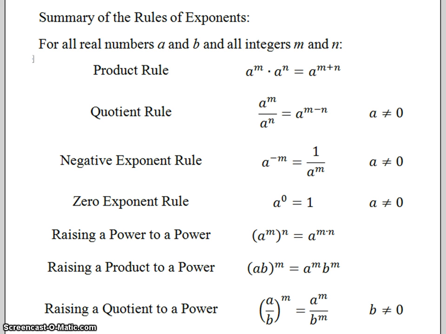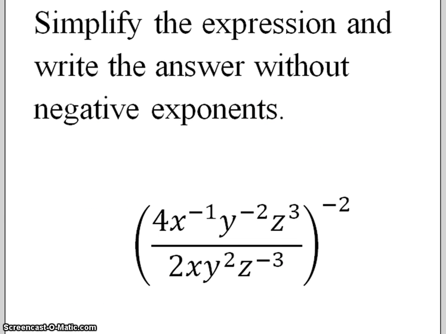Zero exponent rule: anything raised to the 0 power, except 0 to the 0 power, equals 1. Power to a power. If you have a power in parentheses raised to an exponent, you multiply those exponents. We definitely have this in our case. Product to a power, ab raised to the m, so a string of factors in parentheses raised to an exponent. You distribute that exponent, give it to each factor. And then quotient to a power, a quotient raised to an exponent: you distribute that exponent to the numerator and to the denominator. Okay, back to our problem.